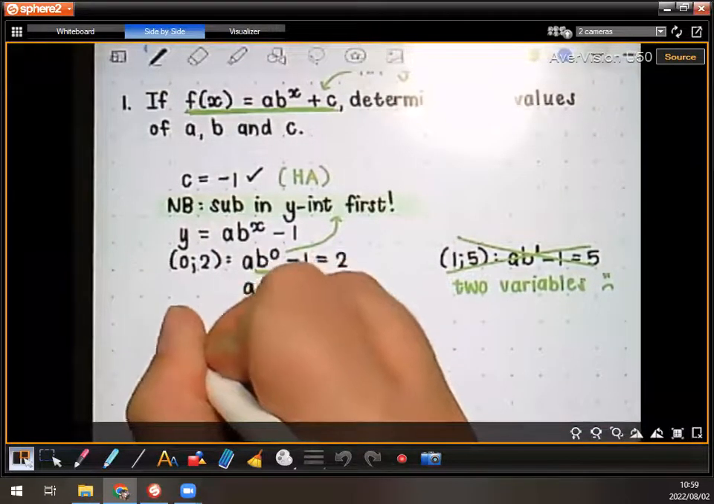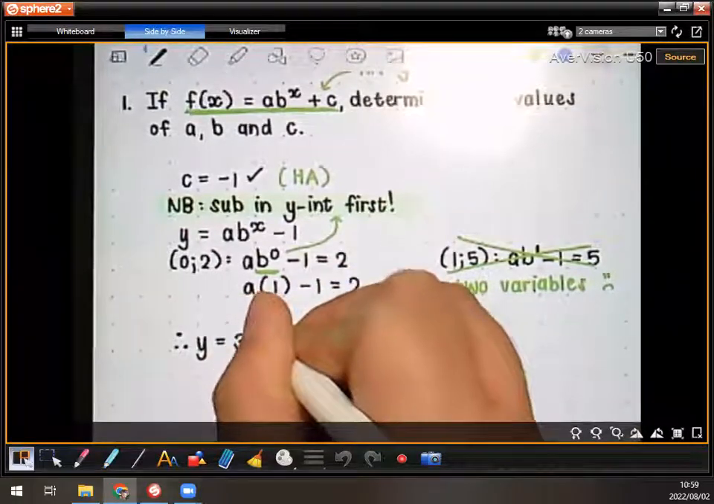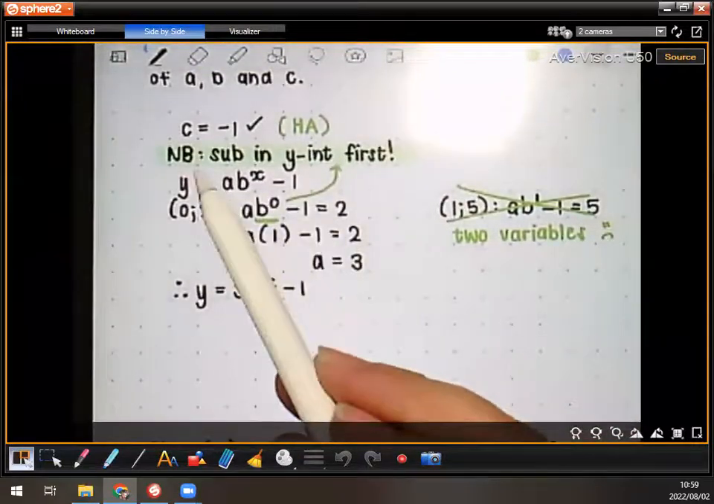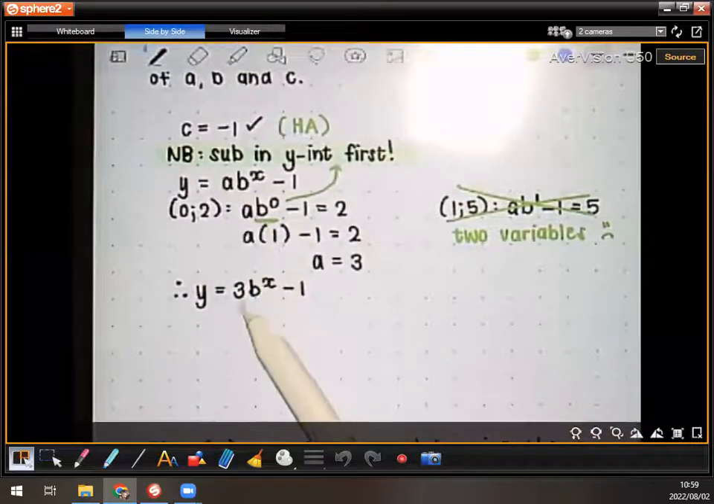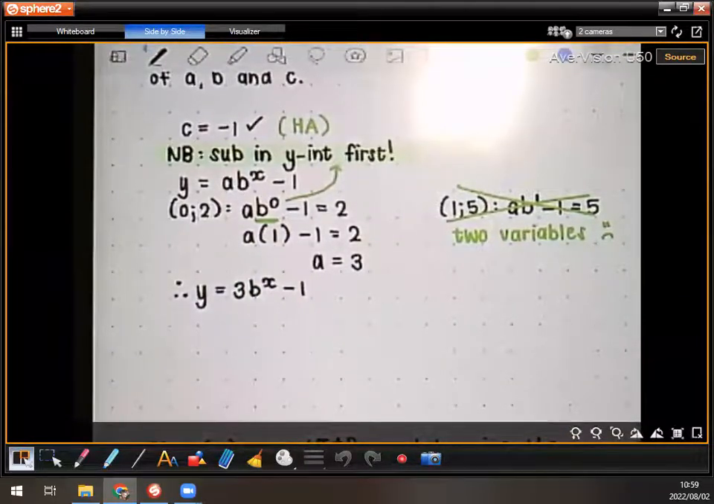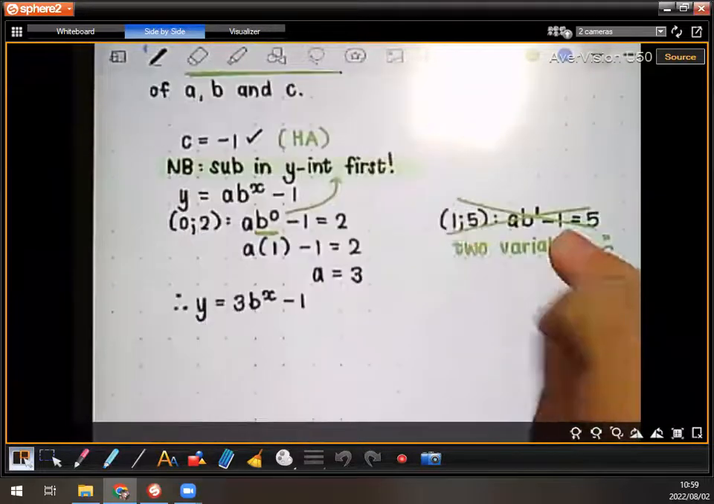Okay, so now we can rewrite here y is 3 b to the x minus 1. Alright, we calculated that our a value is 3. So if we look at that equation, now instead of a, we can replace it with the actual value of a. How many variables do we still have to solve for, guys? 1. We still just need to solve for b, which is perfect because we still have a point, right?